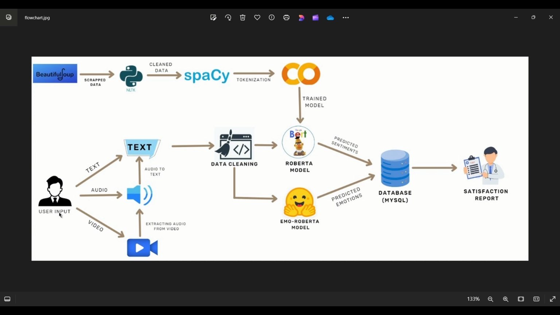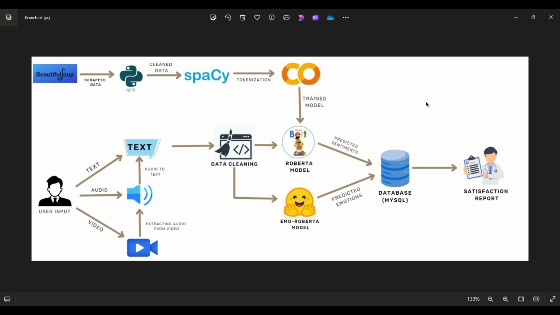From the user, we will take three types of inputs: text, audio, and video. First of all, if the user provides audio, it will be converted to text. And if he provides video, it will be converted to audio and then to text. And that text will be cleaned again and given to both the models, and the sentiments and the emotions predicted by both the models will be saved in a MySQL database. And at the end, we will generate a patient satisfaction report. So this is the overall implementation.